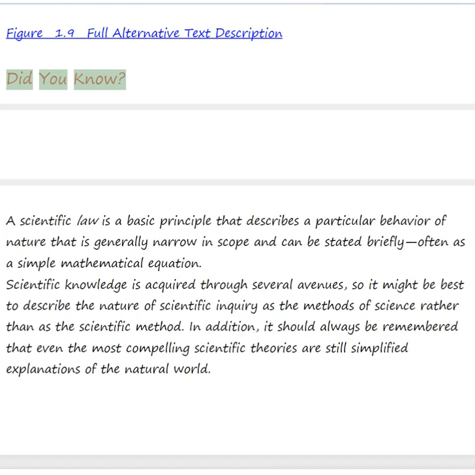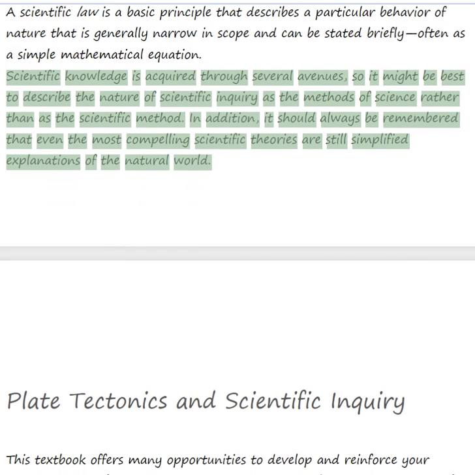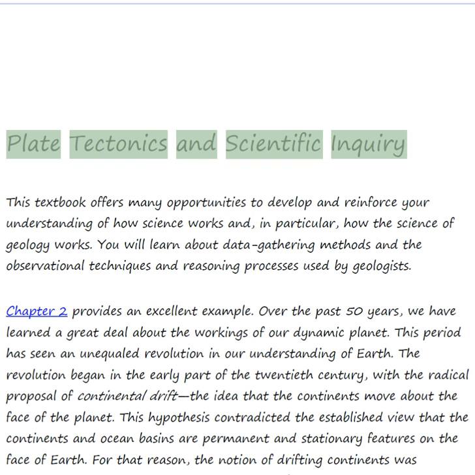Did you know? A scientific law is a basic principle that describes a particular behavior of nature that is generally narrow in scope and can be stated briefly, often as a simple mathematical equation. Scientific knowledge is acquired through several avenues, so it might be best to describe the nature of scientific inquiry as the methods of science rather than as the scientific method. In addition, it should always be remembered that even the most compelling scientific theories are still simplified explanations of the natural world. Plate tectonics and scientific inquiry.